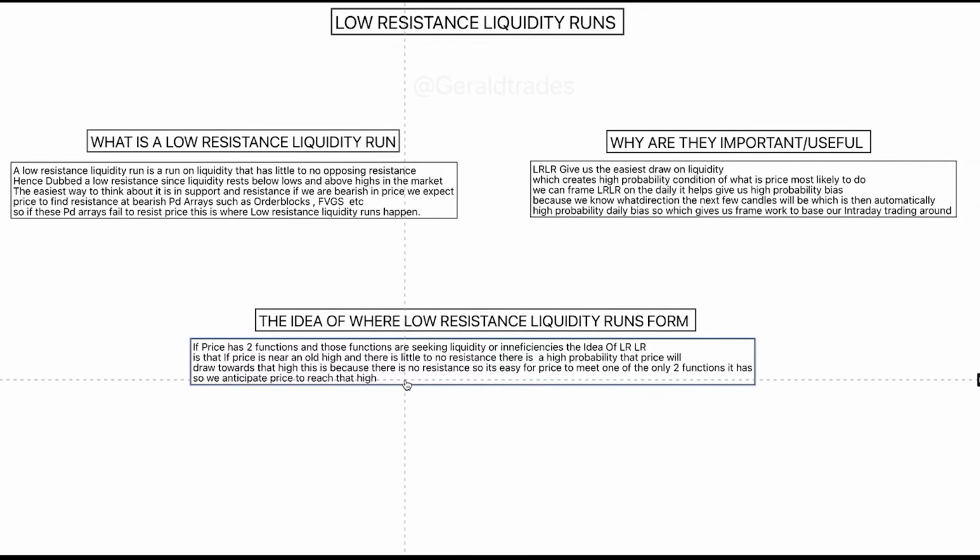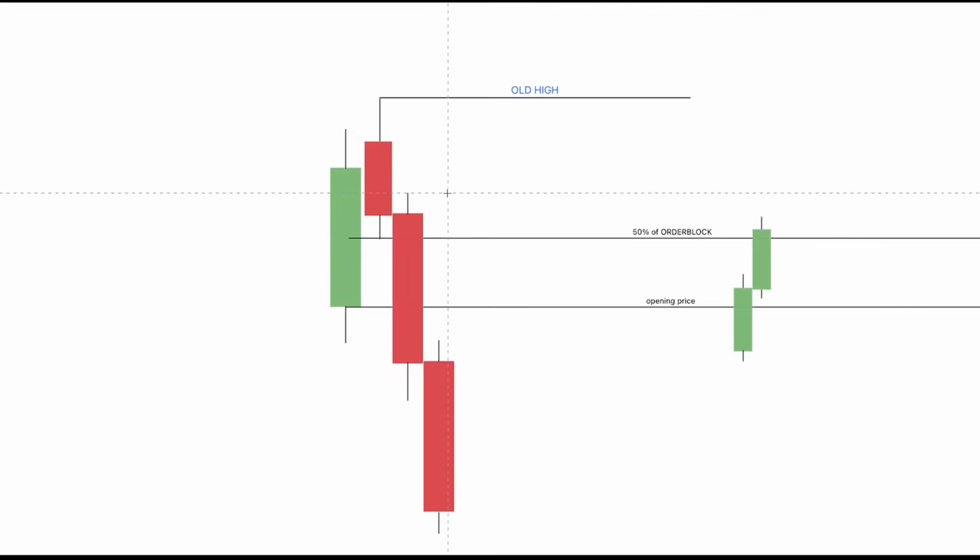And by us anticipating price is going to reach for that high, from where it currently is to that high, the distance between the high and where price is currently trading at, that is where we then frame our bias. Because we can anticipate that price is close to this high, so this distance here we should expect bullishness, so we can anticipate the next few days or the next day of trading to be bullish as price draws higher towards that high. All right, now how do you spot low resistance liquidity runs?